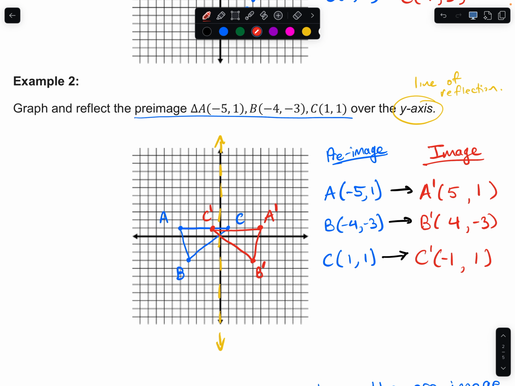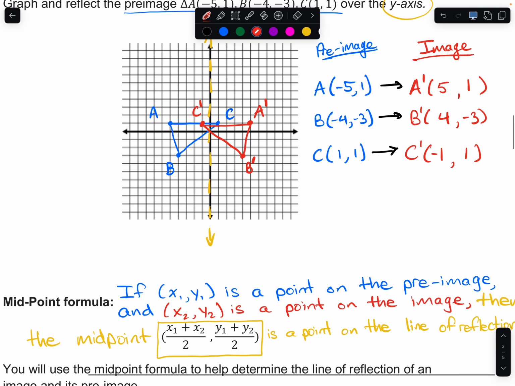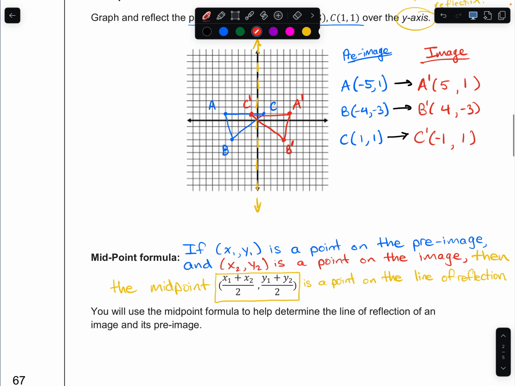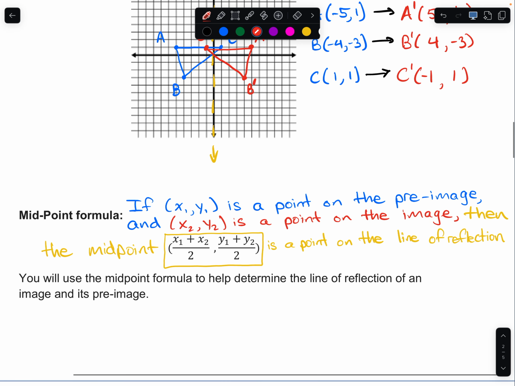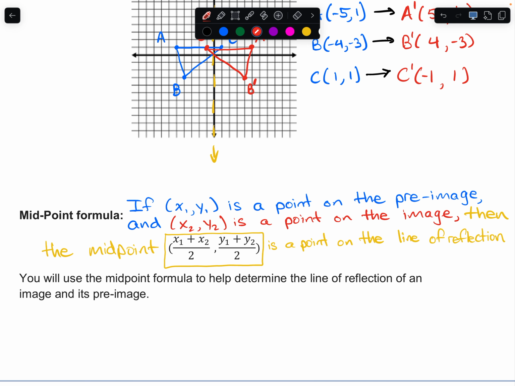All right. Before we get to the last page of our notes, I've got 2 examples there that give the pre-image and the image, but ask what the line of reflection is. And in order to answer those, I want to remind everybody of the midpoint formula. So here we are at the bottom of page 67, and this is the midpoint formula, but I added some notes to it.